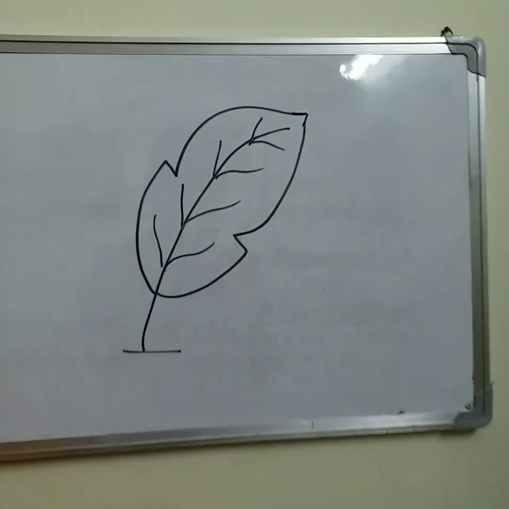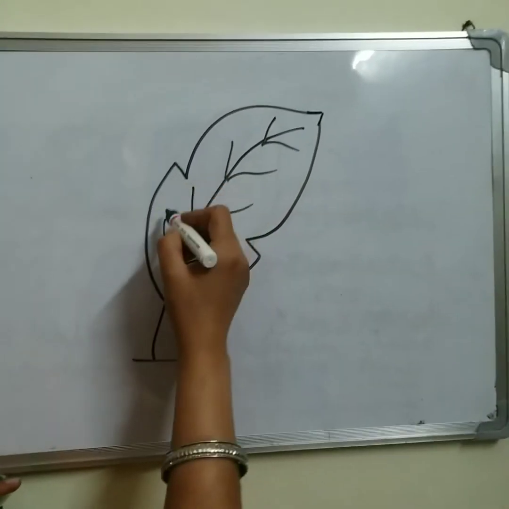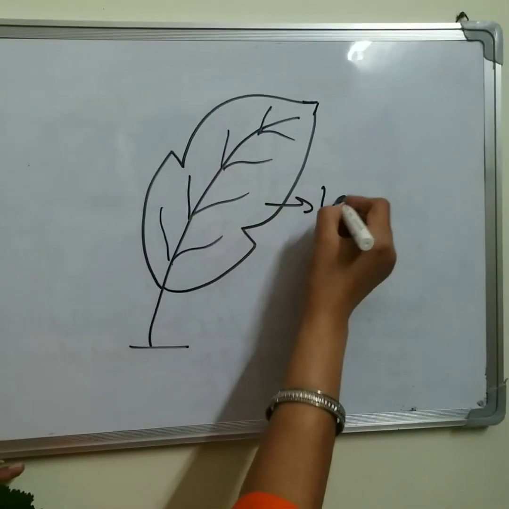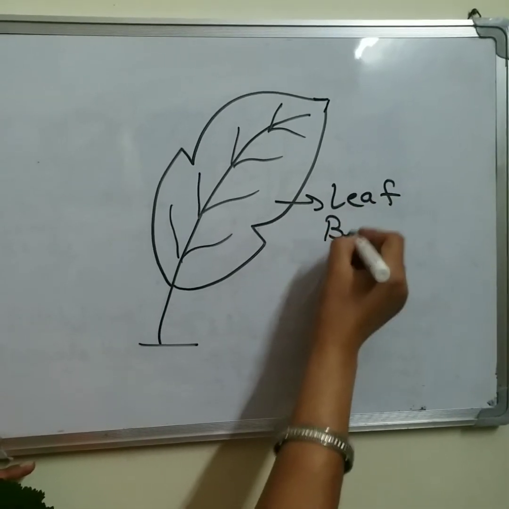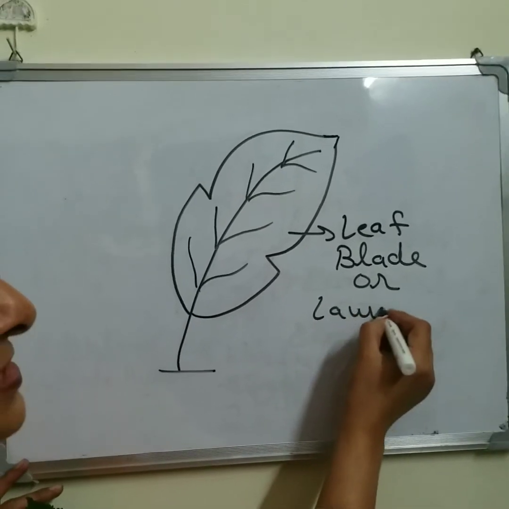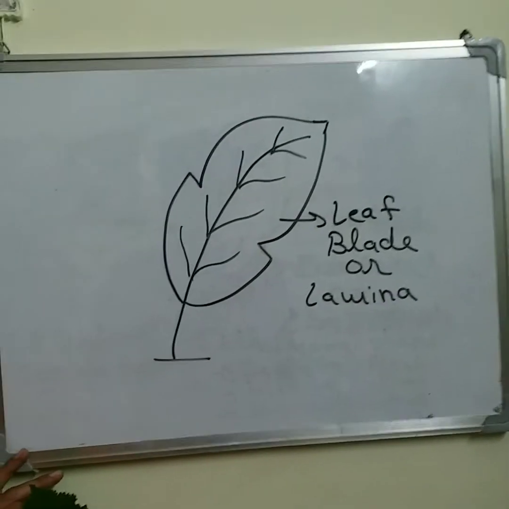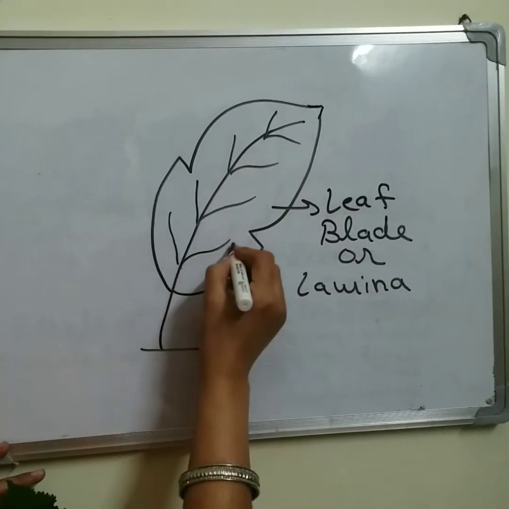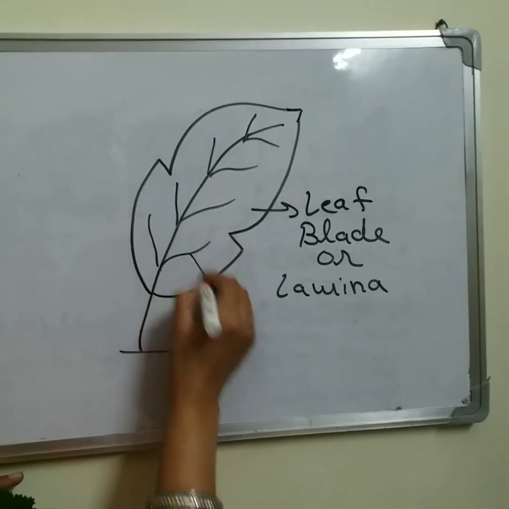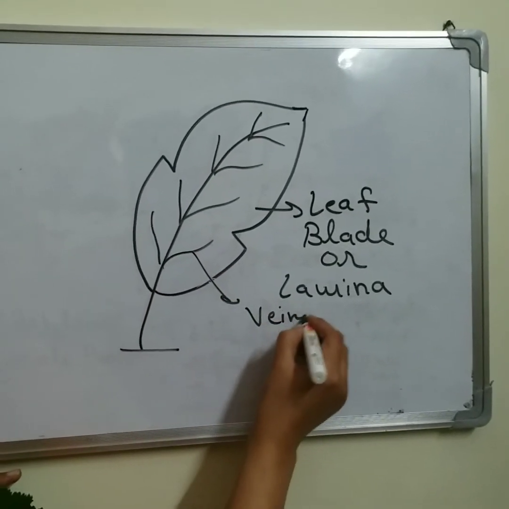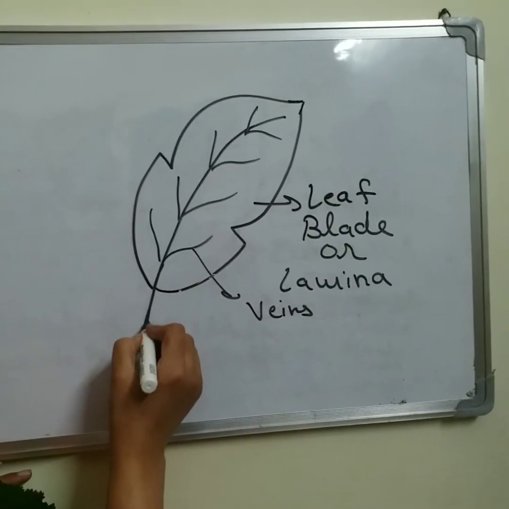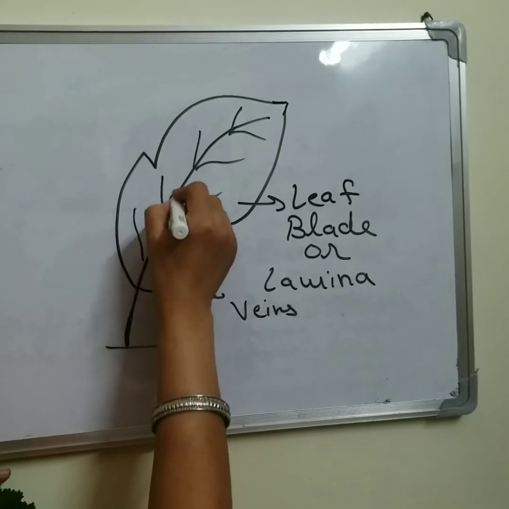Are you ready? Okay. First of all, you can see the flat green part of the leaf. That is your leaf blade, or you can say lamina. Now, these linear, tube-like structures on the leaf blade are known as the veins.